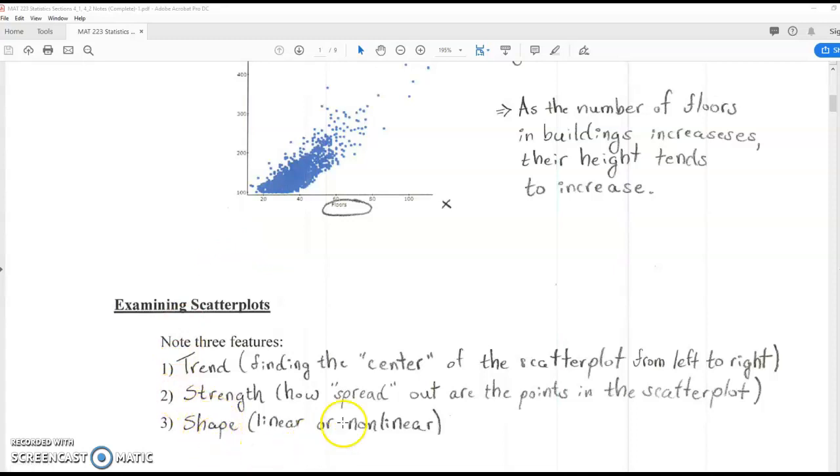And then the shape, whether it's linear or nonlinear. So does it even make sense to put a line through it? If it does, then it's a linear association. If it's not, then it might be nonlinear, and we'll talk more about that too.